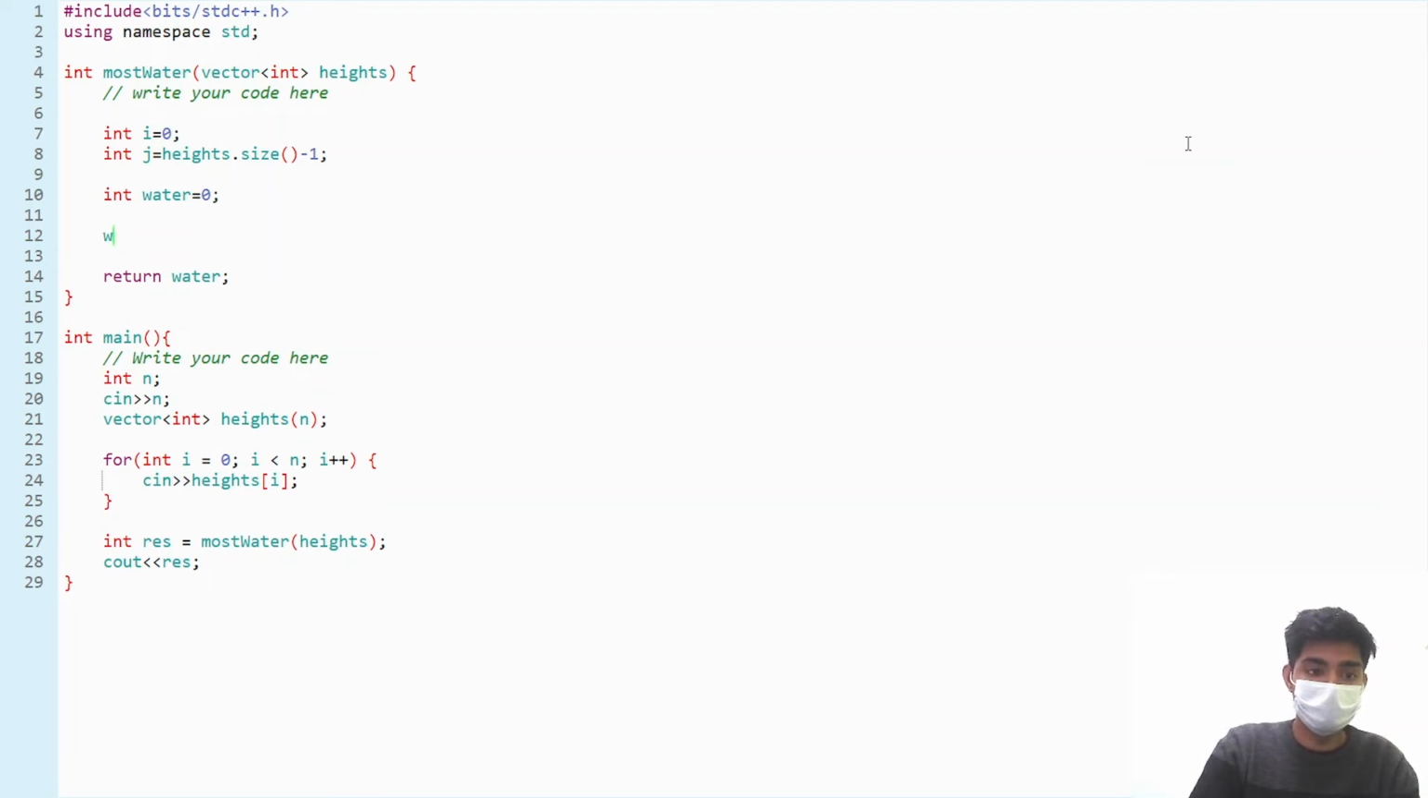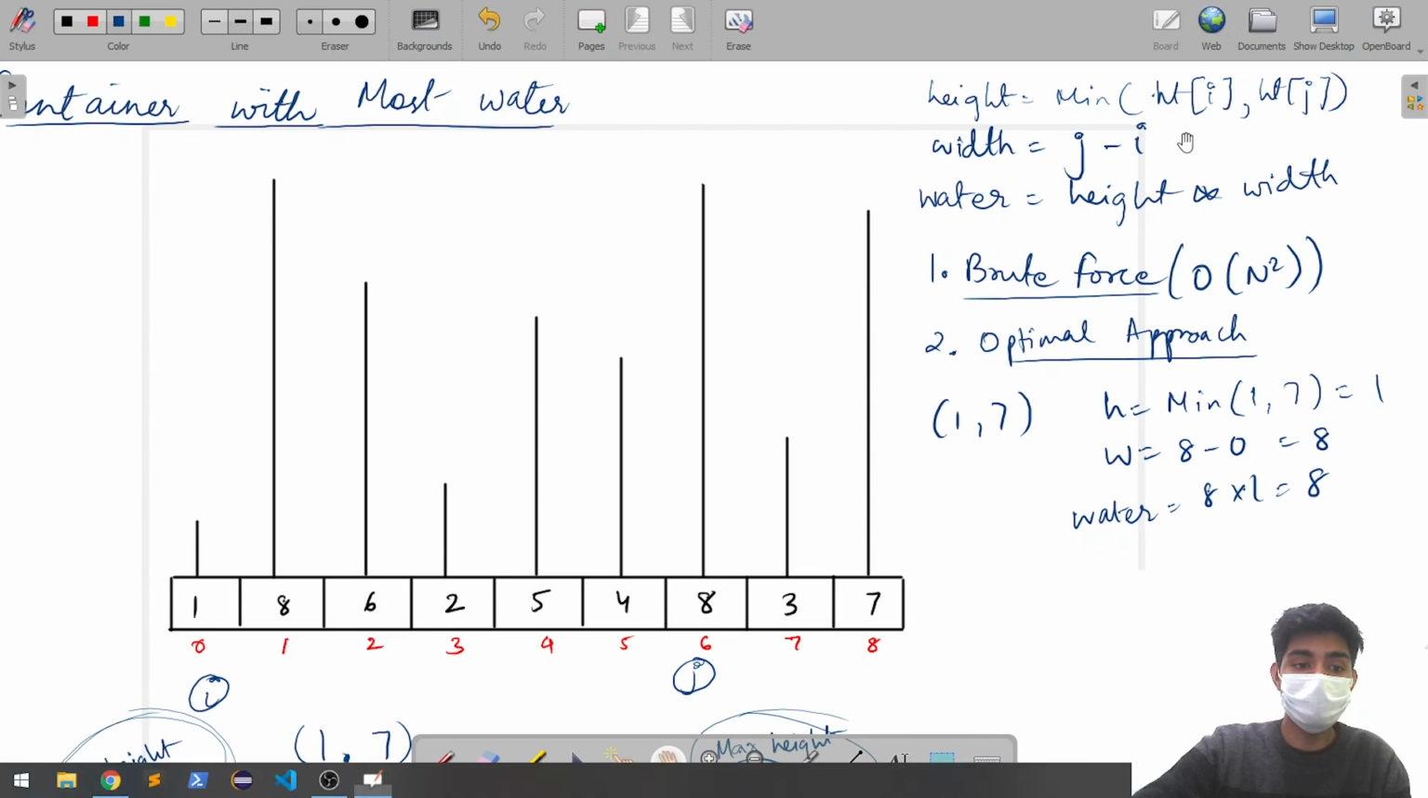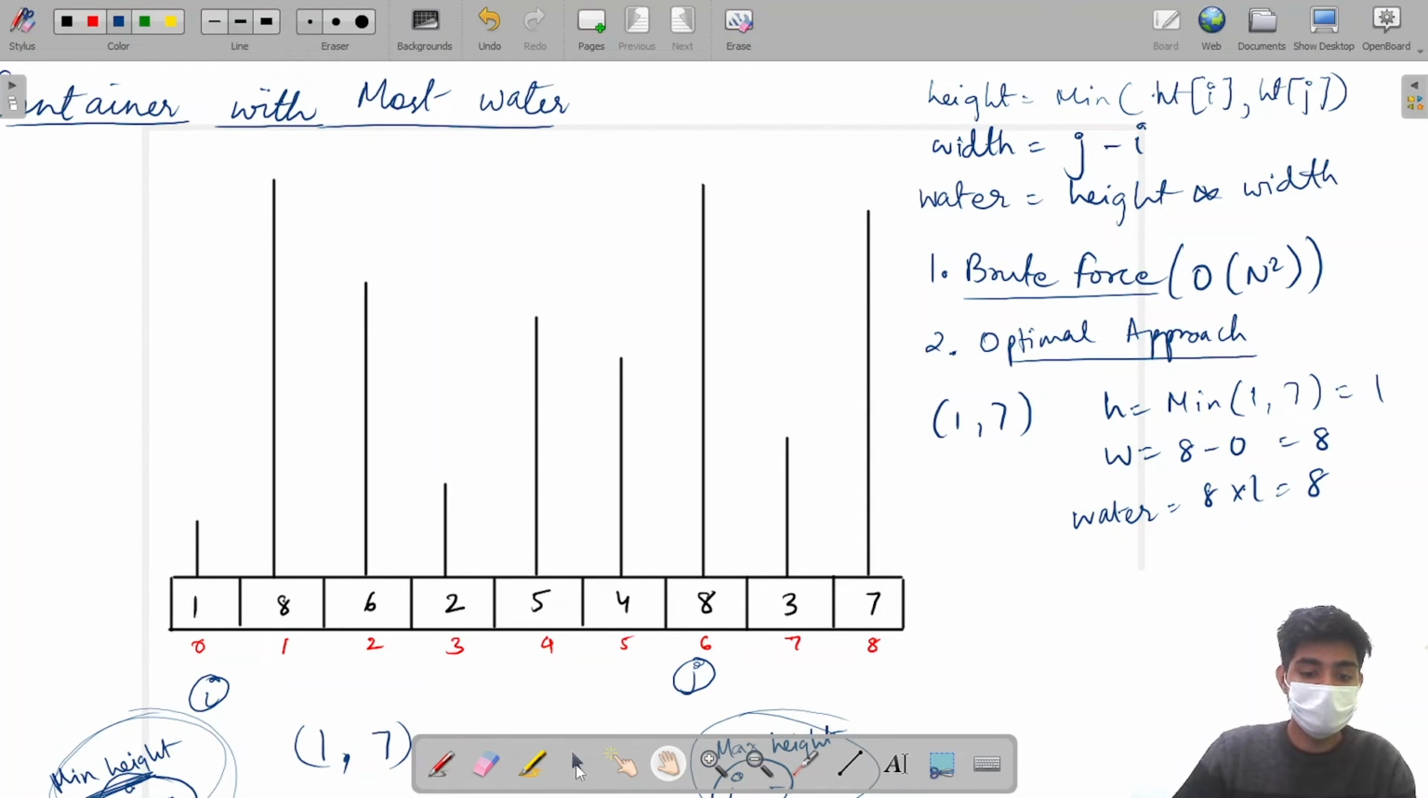Here my algorithm will work while I is less than j. And why I is less than j? Because when I and j are equal, then I only have this single line, and this single line cannot make me a container. So I need my I and j to be at different values. So this will work when I is less than j.